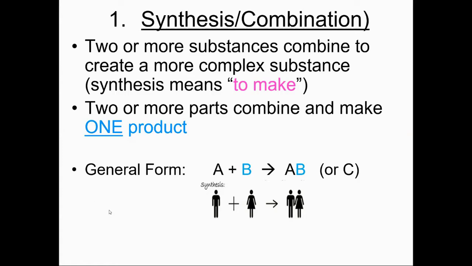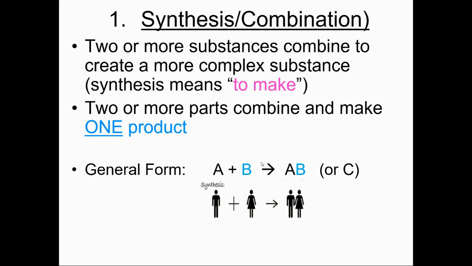The first reaction type we're going to talk about is synthesis or combination. Synthesis is where you have 2 or more substances that combine and they create a more complex substance. You're making one thing. You're making one product. So you have 2 or more things making one. So when you're trying to find a synthesis or combination reaction, know that you are looking for one product. Multiple reactants, one product.